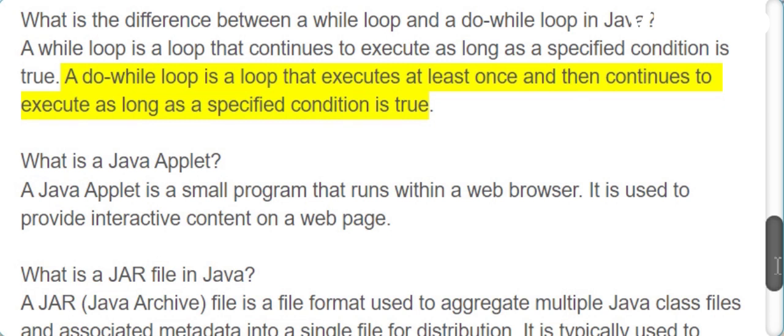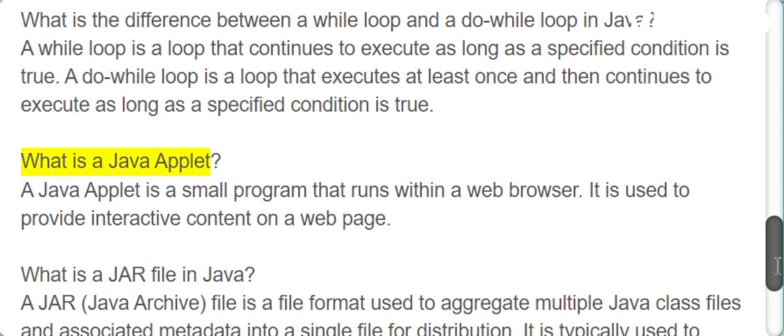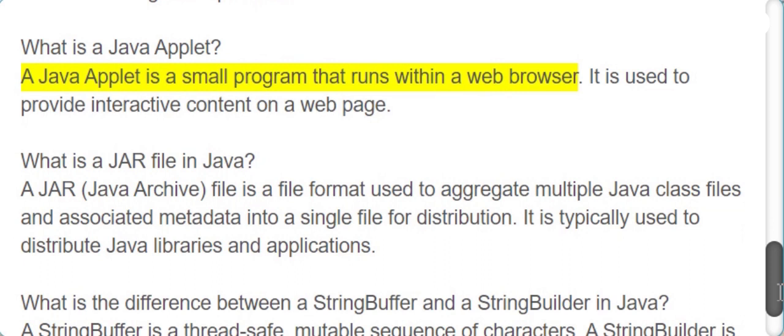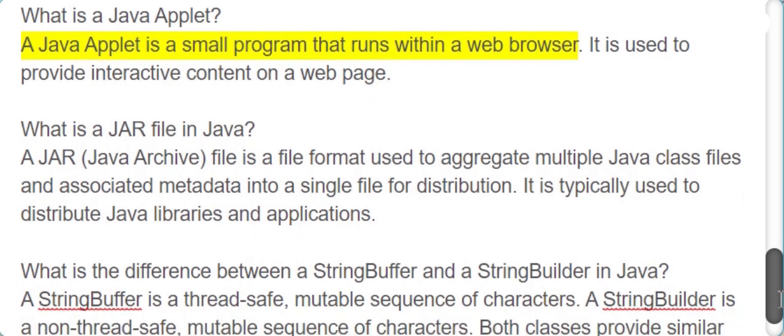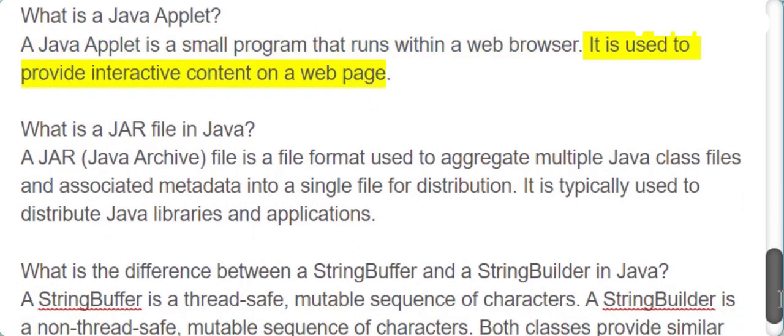specified condition is true. What is a Java applet? A Java applet is a small program that runs within a web browser. It is used to provide interactive content on a web page.